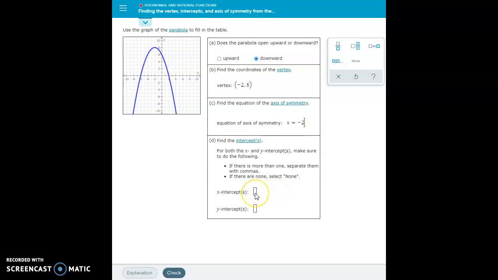Then lastly here they want the intercepts. The x-intercepts here on the x-axis are at -6 and 2, and the y-intercept is right here at +6. All right, remember, equation for the axis of symmetry, always x equals the x coordinate of the vertex.